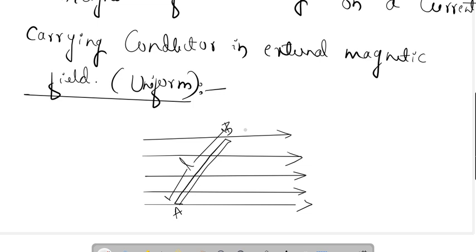So consider a conductor of length L and area of cross section A, placed in an external magnetic field making an angle theta. This is P and this is Q. The area of cross section is A. Now this is the direction of the magnetic field, and this is the direction of the current.